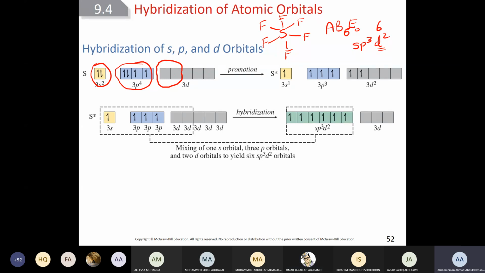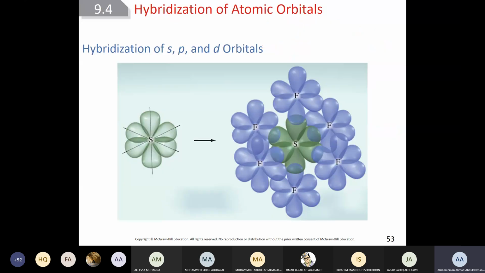What am I going to make? New 6 orbitals. What's the name of these 6 orbitals? sp3d2. Each one is called sp3d2. How many d orbitals will be left not used? 3. 3 d orbitals will be left not used, and then the fluorine will come and make the bond like this, like this, like this, like this. So the red ones are the electrons from fluorine to make the bond. And this is the shape.